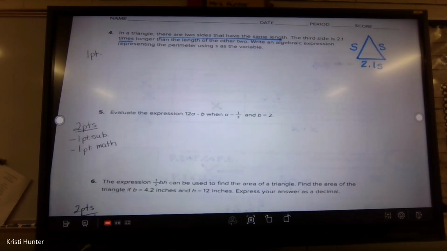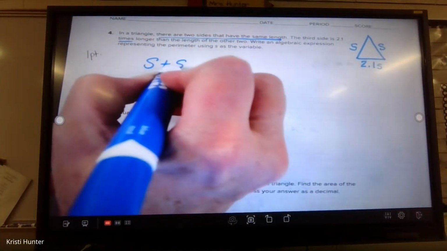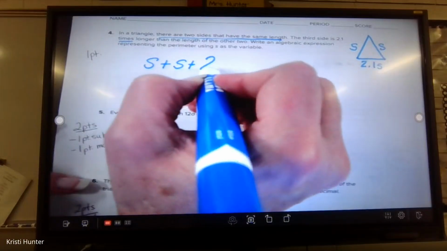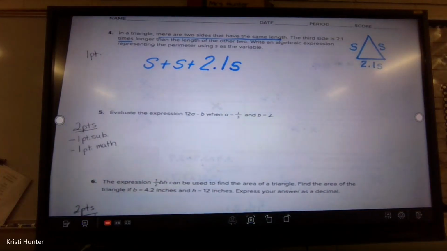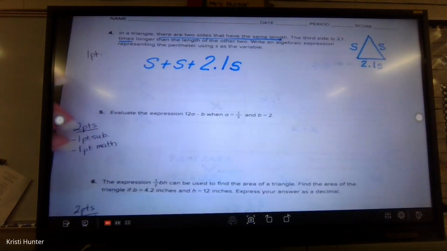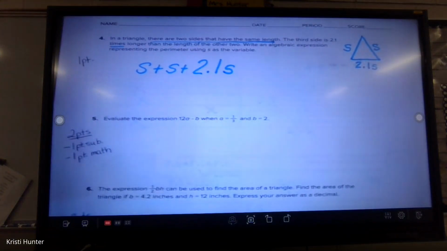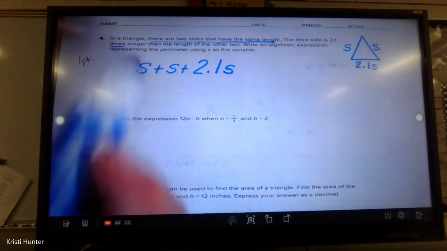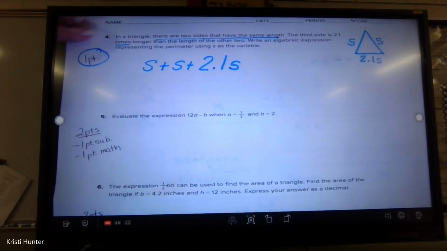Remember, perimeter means we add up all the sides. So we have S plus S plus 2.1S as our equation. You have to add up all the sides in perimeter. We cannot use S squared because that would be an S times S. This is a 1-point problem. You just need to write the equation.